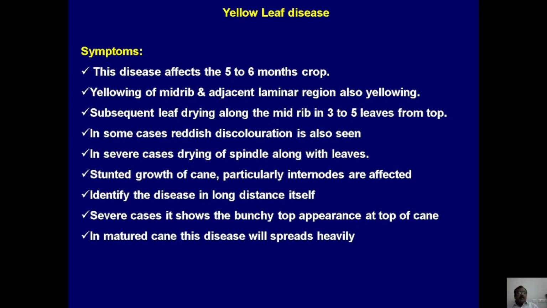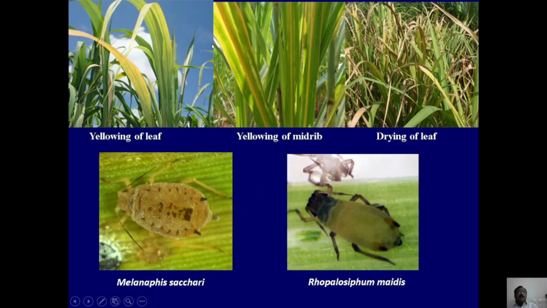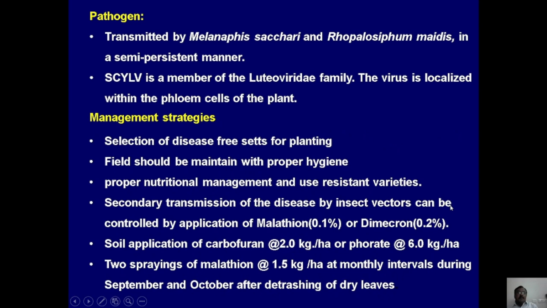the cane, and then reduction in the internodal area. And this disease can be identified from a long distance due to the bunchy appearance at the top of the cane and the shortened and stunted growth of the plant. And these are all the various symptoms explained in the previous slides: yellowing of the leaf, yellowing of the midrib, and drying of the entire plant or all the leaves. And this is transmitted by the aphids Melanaphis sacchari and Rhopalosiphum maidis.